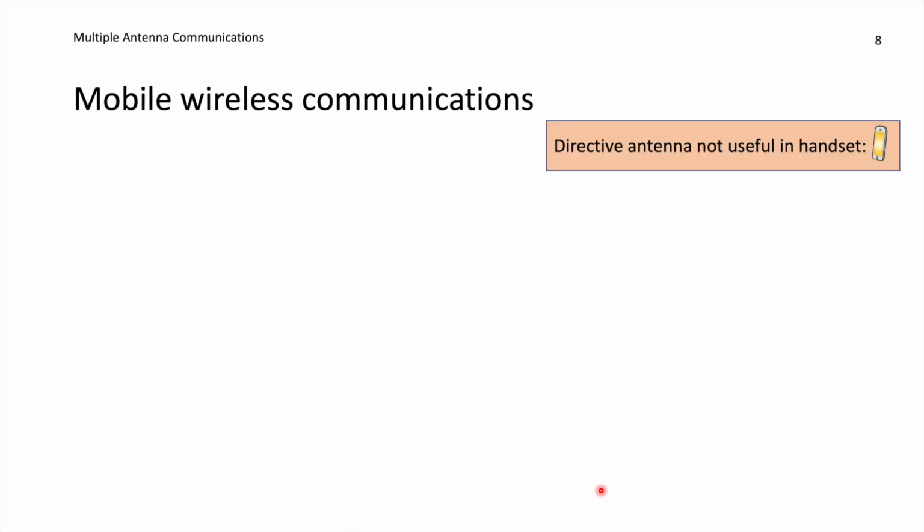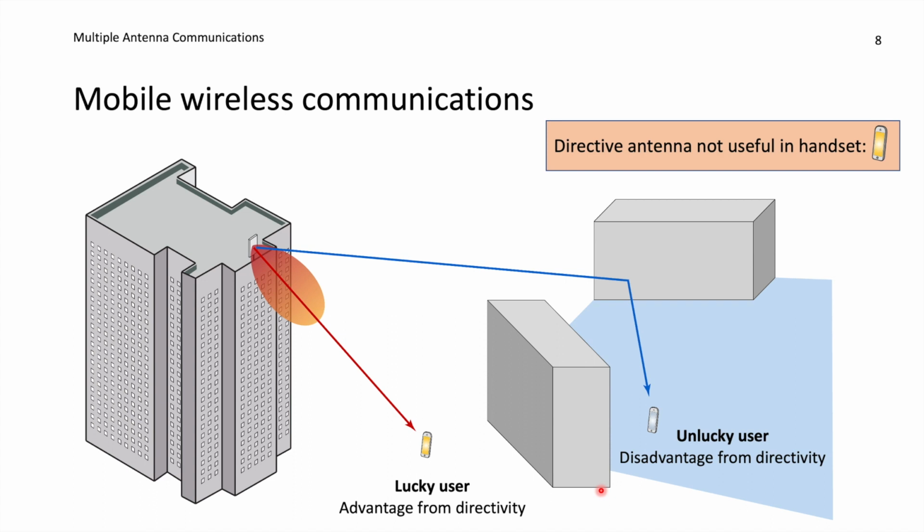However, there is a problem when it comes to mobile communication, namely that having a directive antenna within the handset is not particularly useful, because you would like the handset to be able to be rotated in any way as you like, and to use it to move around. This also becomes problematic when you are putting directive antennas at base stations, while your users are allowed to move around, because if you have this type of directive antenna here pointing towards the ground, then some users will be lucky and stand within the area where we are directing the signals from the transmitter.